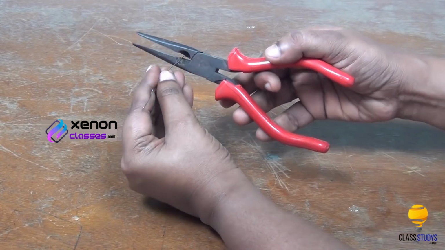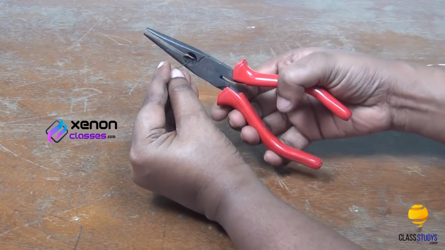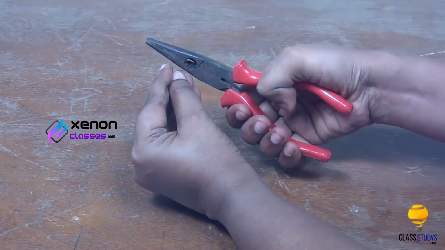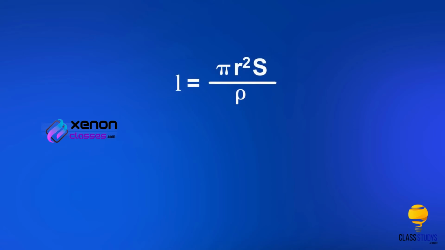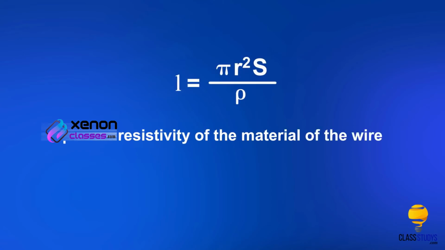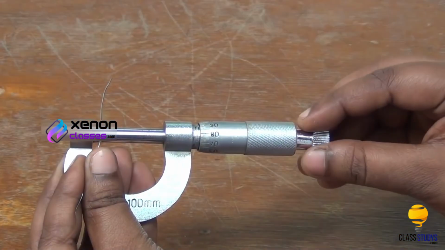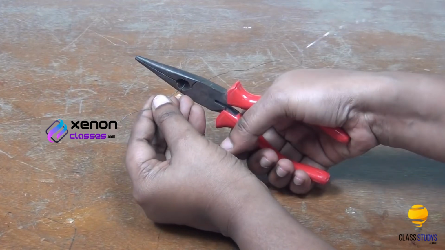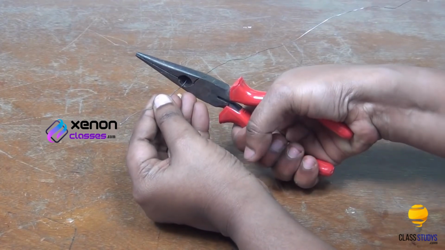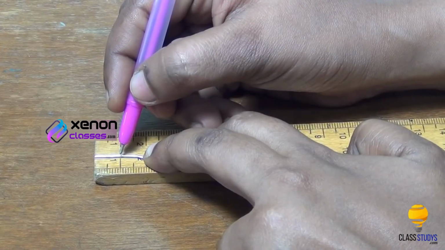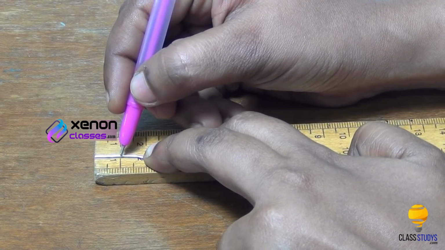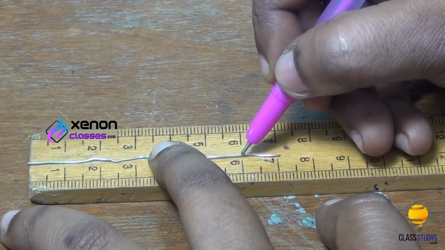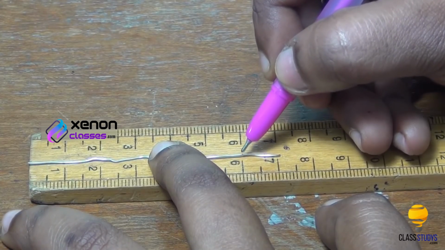Then, the length of the wire required for shunt can be calculated using the formula L = π r² S / ρ, where ρ is the resistivity of material of the wire. r is the radius of the wire, which can be measured using a screw gauge. Cut the resistance wire at a length of L plus 2 centimeters. Make 2 marks near the ends of the wire so that the distance between the marks is exactly L centimeter.